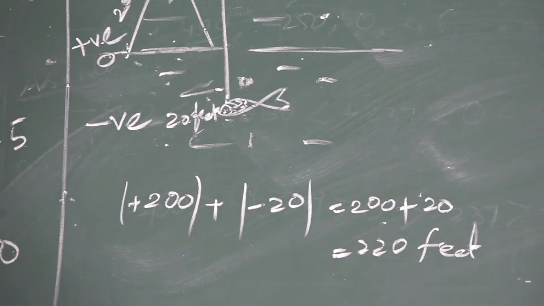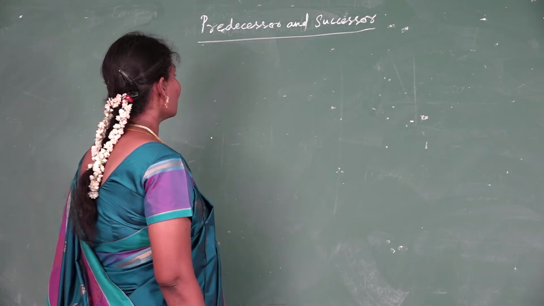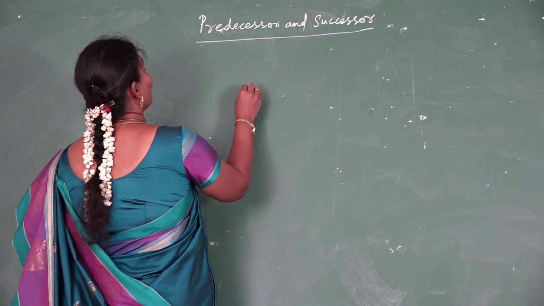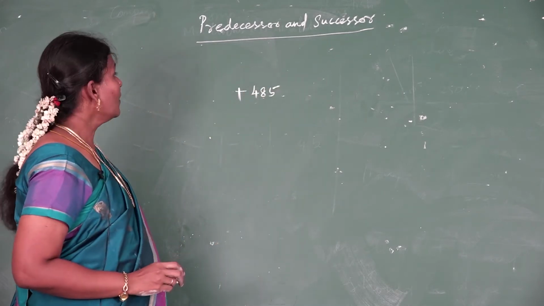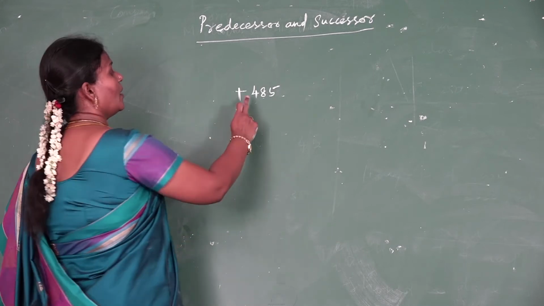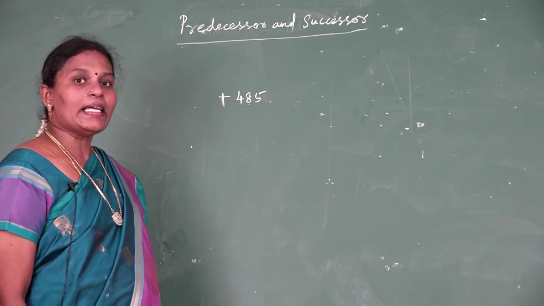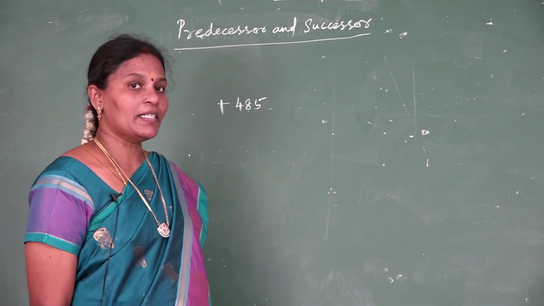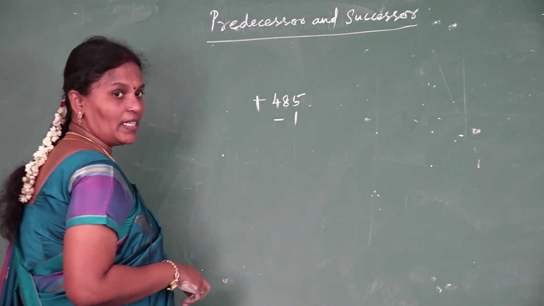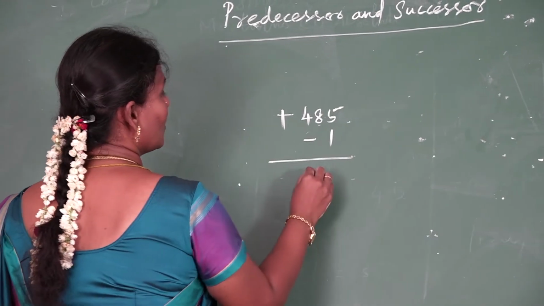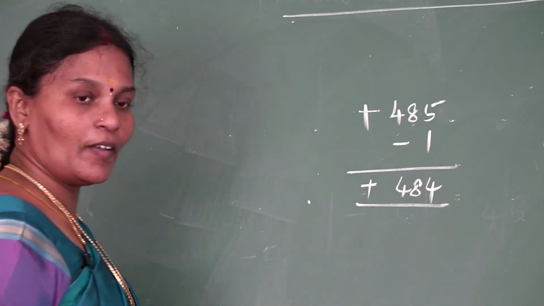Okay. Good. Now we see this heading, predecessor and successor of an integer. For example, take plus 485. First, we see the predecessor of the given 485. What is meant by predecessor? The number that is one less than the given number is called the predecessor. Less than means you have to subtract 1. So this gives 484, so plus 484.